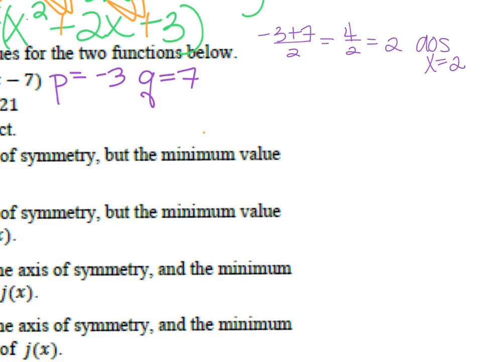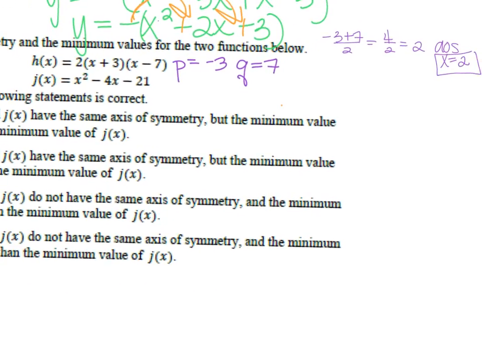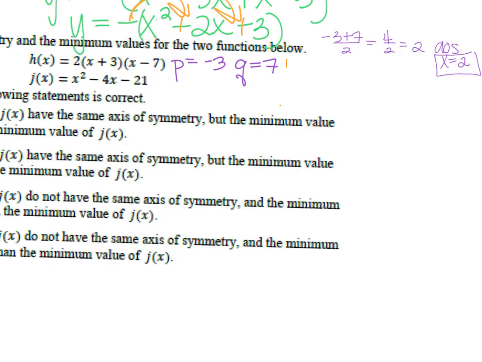All right, to find my vertex, which I do have to do, I have to plug it back into the equation. So if I know my x equals 2, I'm going to just plug it back in. So I have h of x equals 2 times 2 plus 3 times 2 minus 7. That becomes h of x equals 2 plus 3 is 5, so 2 times 5. 2 minus 7 is -5. So it ends up being h of x equals negative 50.